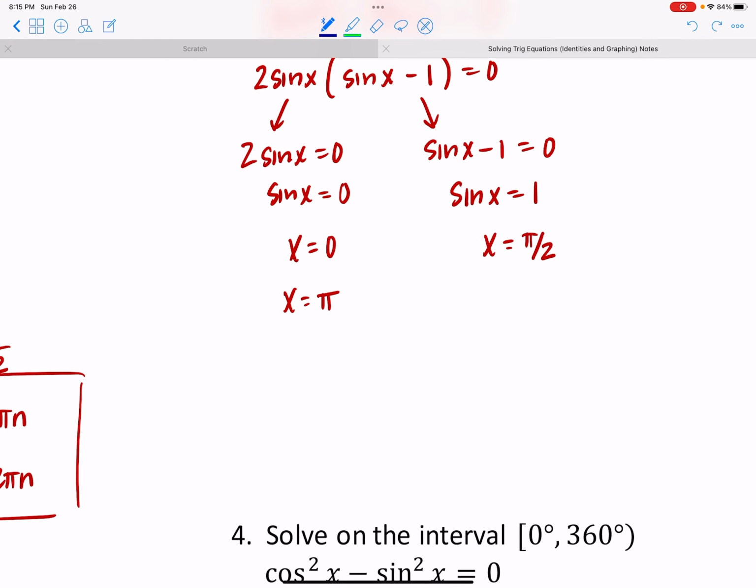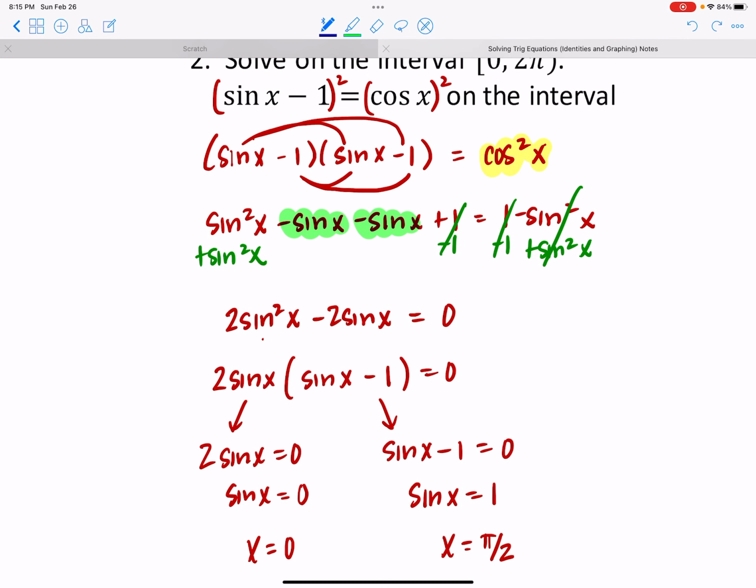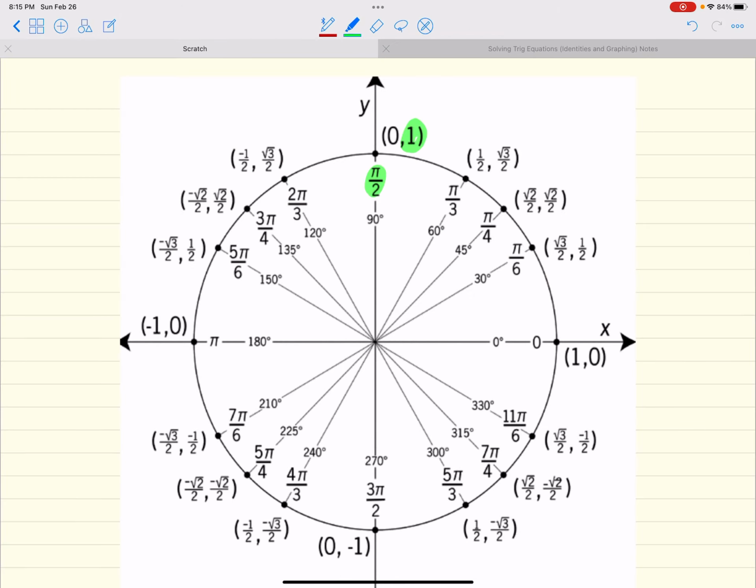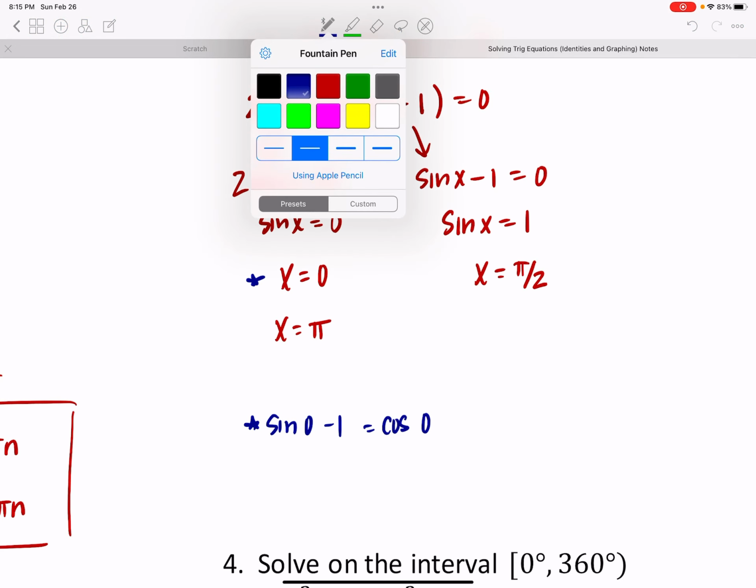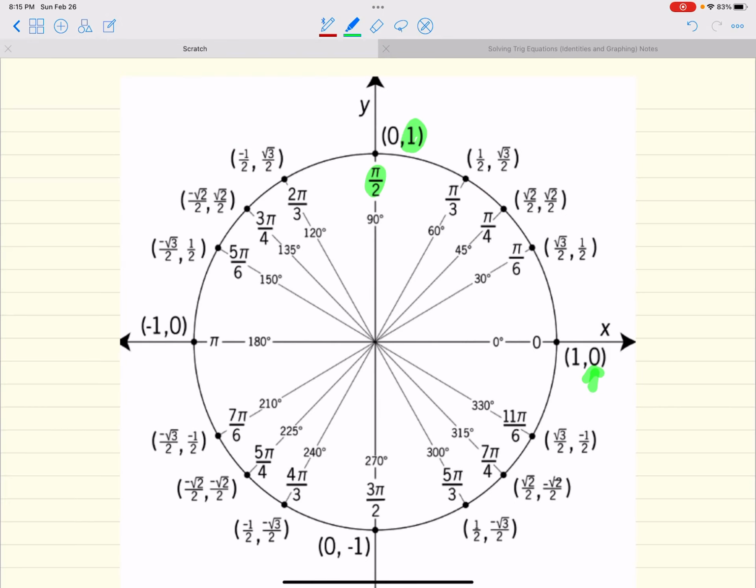If they're valid, that means when I plug them into my original equation, I should get a true statement. So the original equation says the sine of the angle minus 1 should equal the cosine of the angle. If I plug this one in, the sine of my angle 0 minus 1 should equal the cosine of my angle 0. So sine of 0 is 0. And then I have to subtract 1 from that. The cosine of 0, that's right here, that's 1.